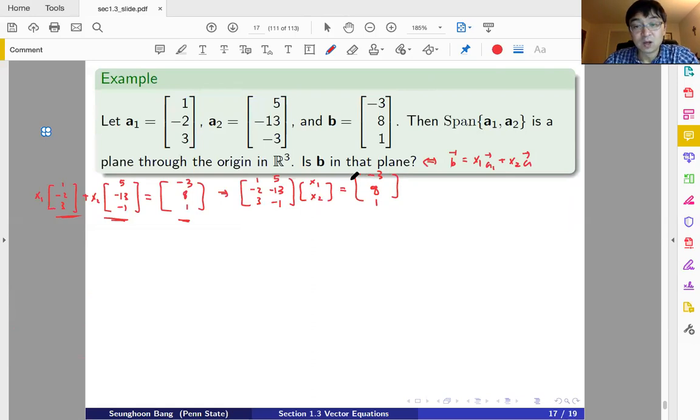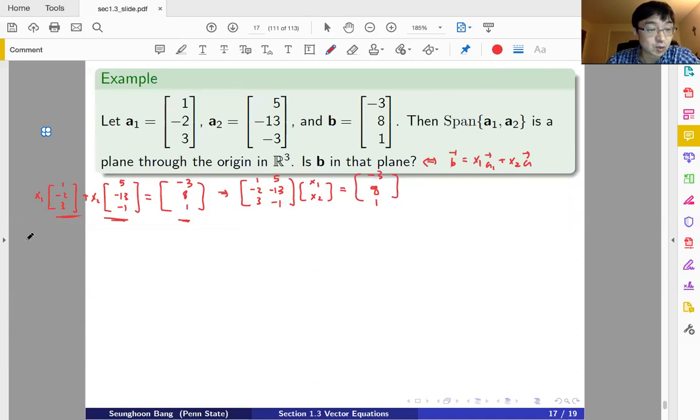what does it mean? We have a linear combination, so b is in that plane. But if we don't have a solution, b doesn't have a linear combination, so b is not in that plane. This is the whole idea. You can check whether this linear system has a solution or not, whether it is consistent or inconsistent.